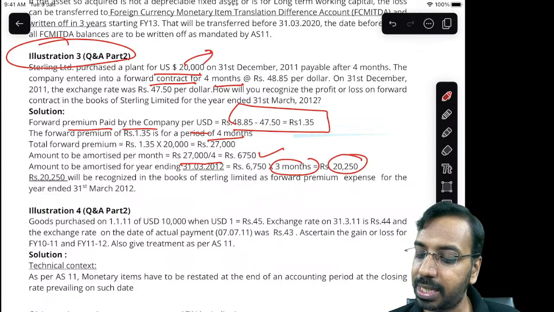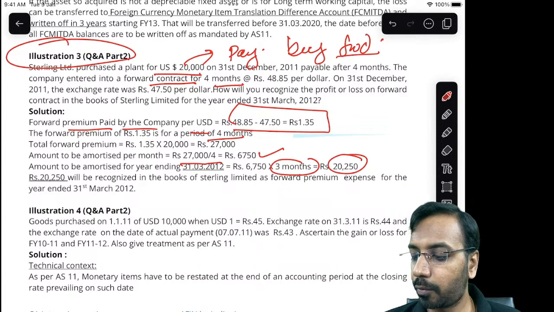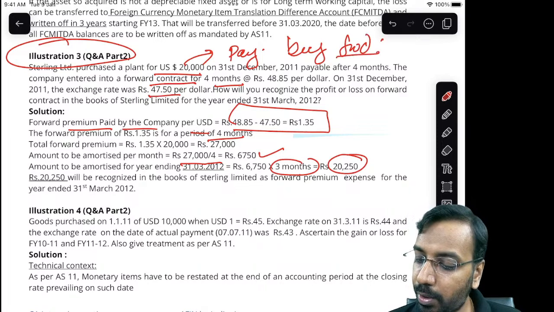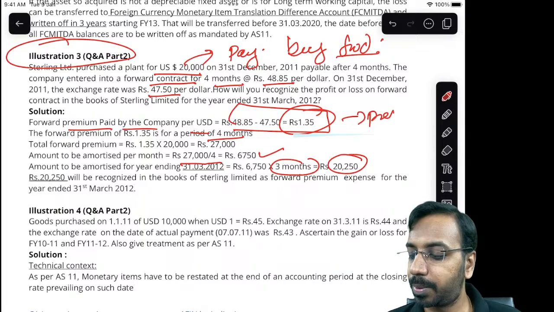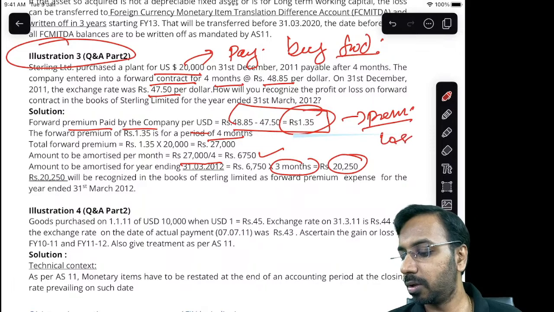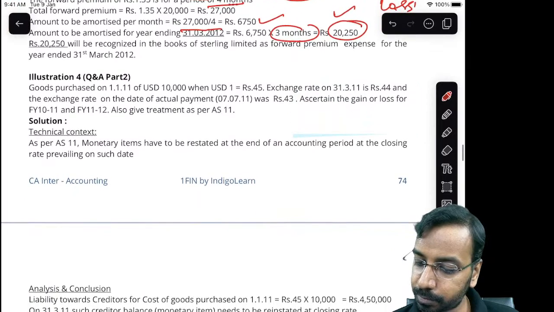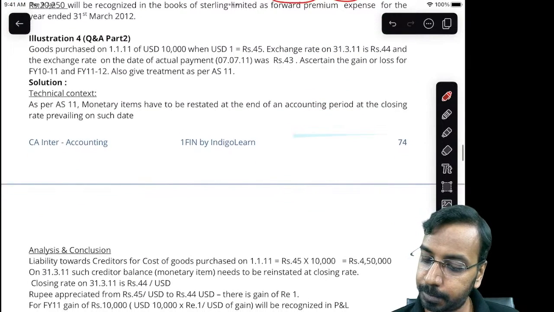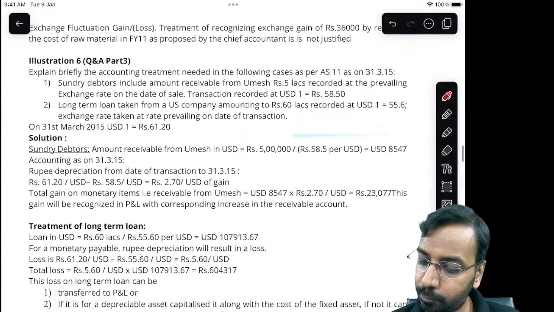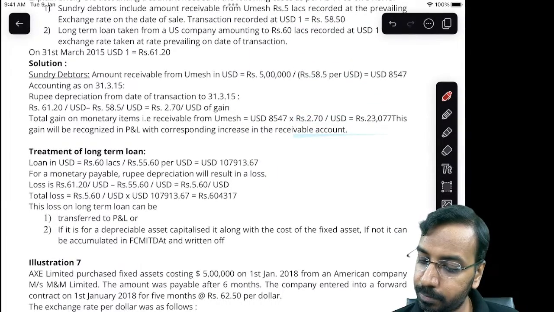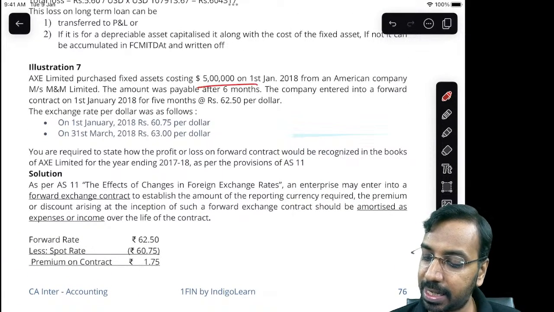Now because you have purchased a plant, you have to pay, means you have to buy dollars. So you have bought forward. But for buying forward, 47.5 and 48.85, the difference is 1.35. This is the premium you have paid, and hence this is your loss, which will be accounted for over 3 years. Gain or loss we have already seen. Then again here, they purchase fixed assets, same type of concept again.